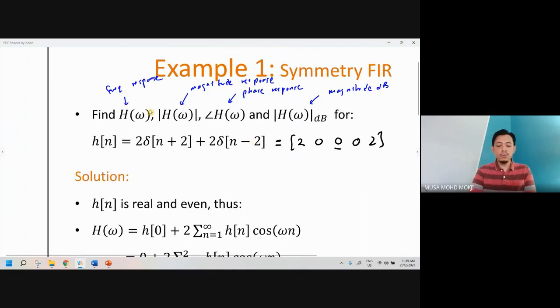We will need to find H(omega), the magnitude, phase, and dB for our impulse response, which is described as 2 delta[n+2] plus 2 delta[n-2]. And if you put it on a vector plot, it should look like this. And this is evenly symmetrical.